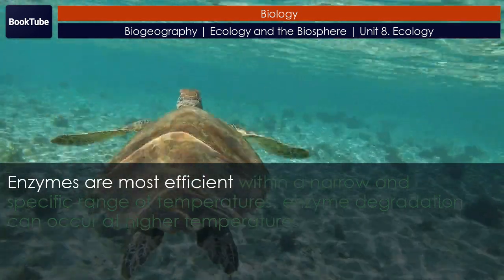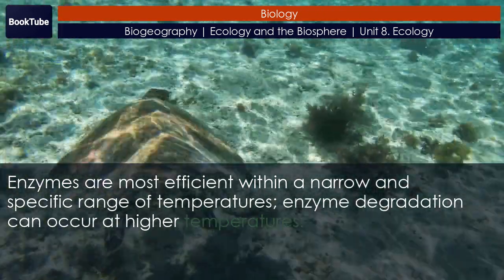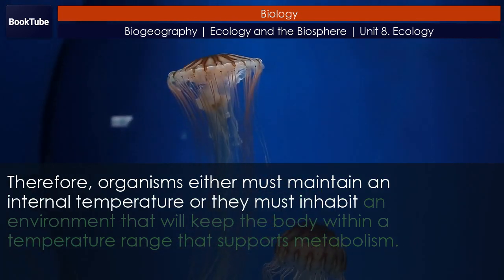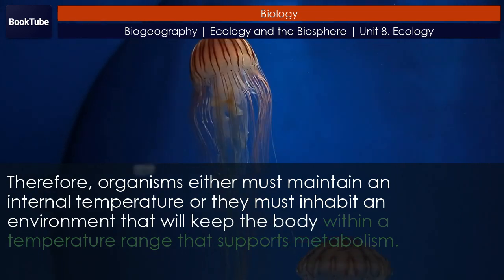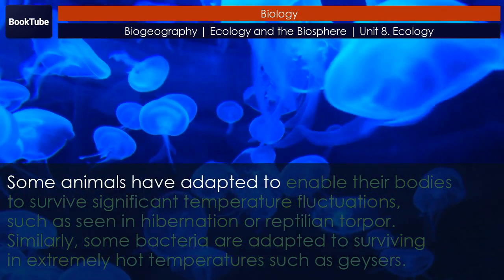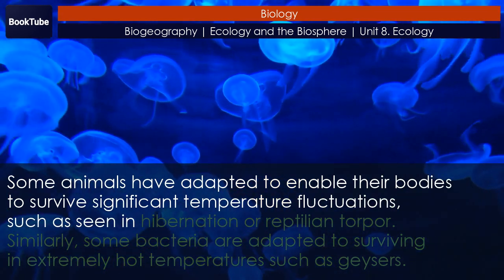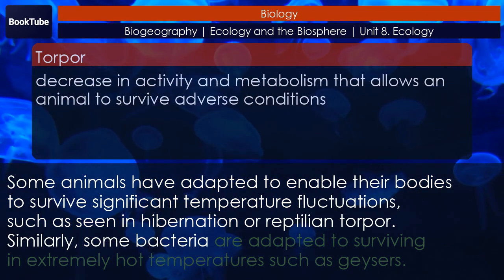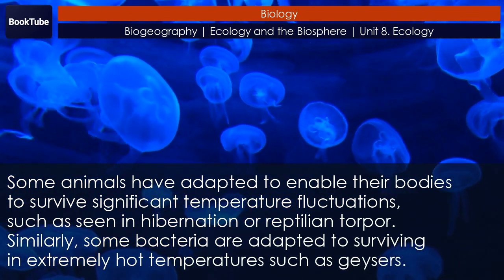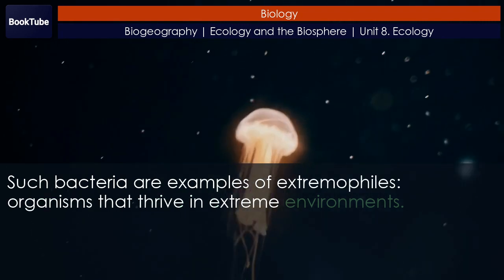Enzymes are most efficient within a narrow and specific range of temperatures. Enzyme degradation can occur at higher temperatures. Therefore, organisms either must maintain an internal temperature or they must inhabit an environment that will keep the body within a temperature range that supports metabolism. Some animals have adapted to enable their bodies to survive significant temperature fluctuations, such as seen in hibernation or reptilian torpor. Similarly, some bacteria are adapted to surviving in extremely hot temperatures such as geysers. Such bacteria are examples of extremophiles, organisms that thrive in extreme environments.